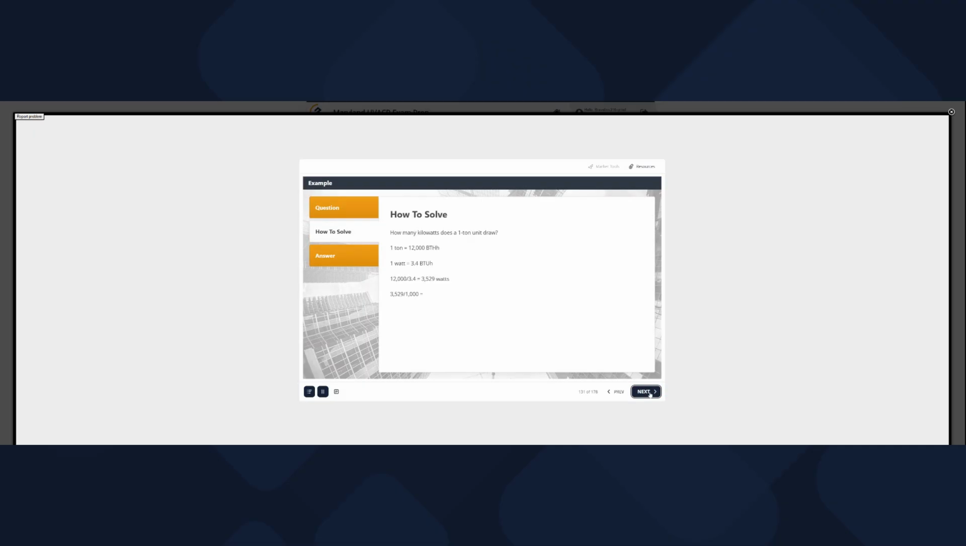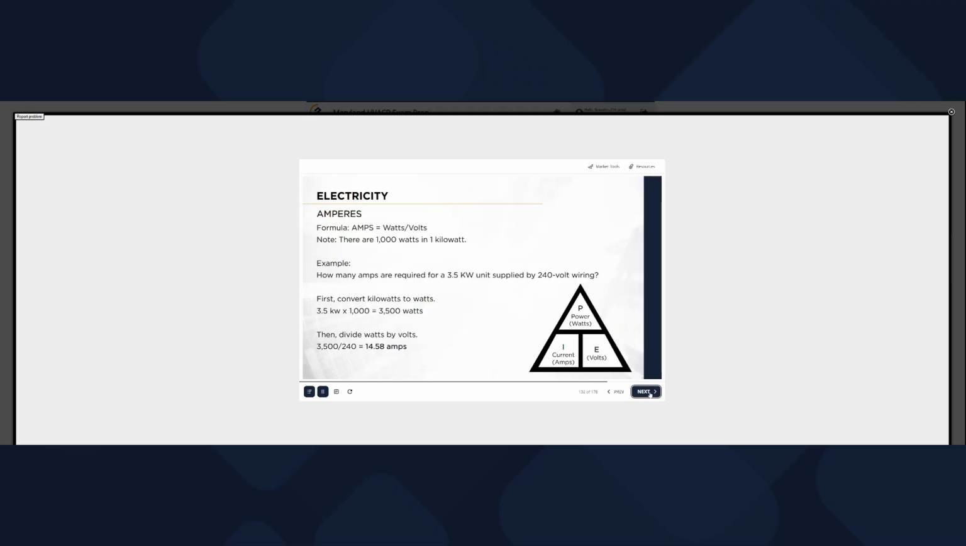Let's work through another example. Click the next button, amperes. Amperes equals watts divided by volts. Note, there are 1,000 watts in 1 kilowatt. How many amps are required for a 3.5 kilowatt unit supplied by 240 volt wiring? First, convert kilowatts to watts. 3.5 kilowatts times 1000 equals 3,500 watts. Then divide watts by volts. 3,500 divided by 240 equals 14.58 amps.